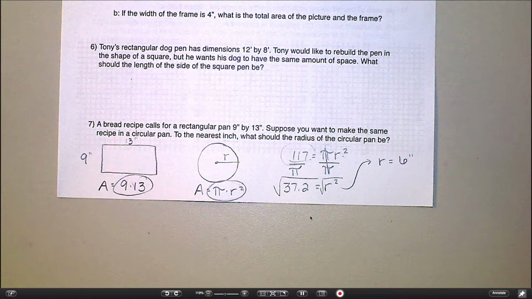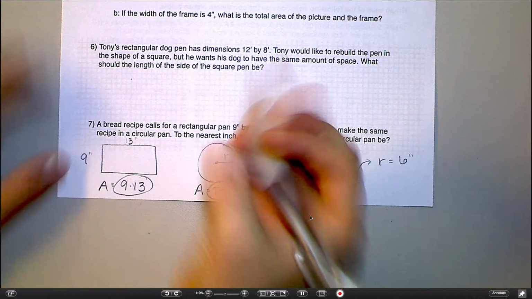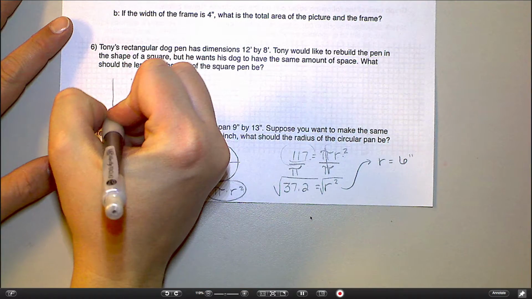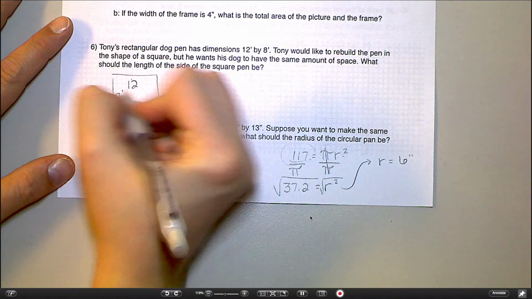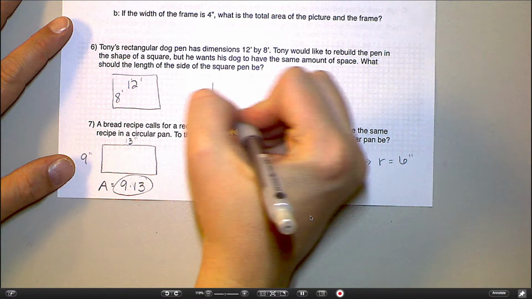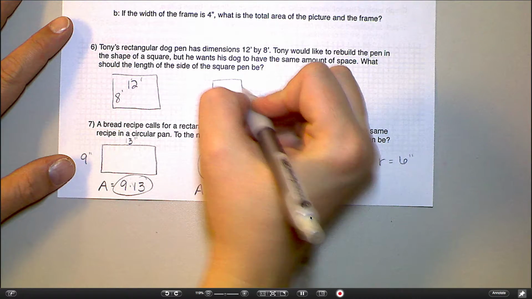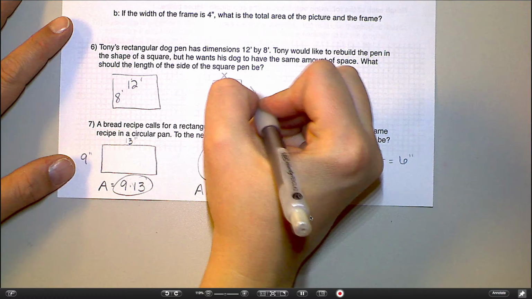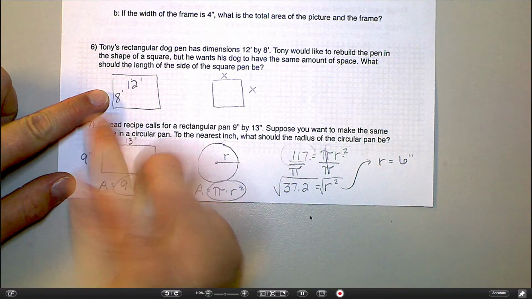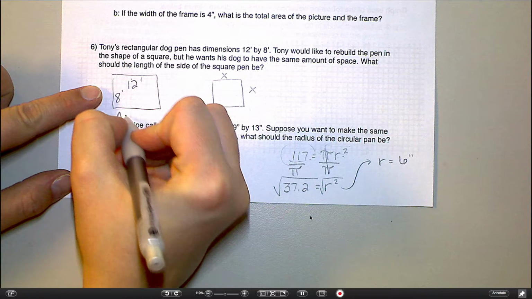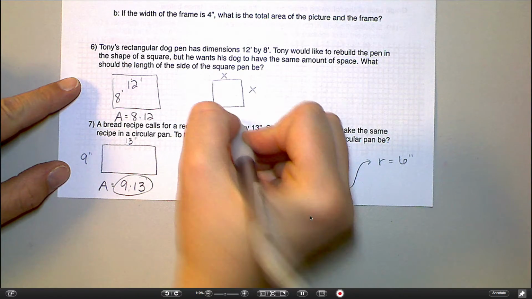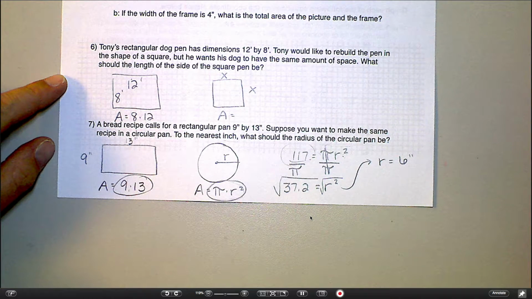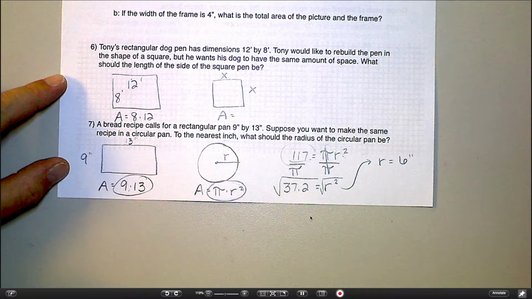Pretty much the same thing, except you're not working with a circle. So in this one, you would have here's your 12 by 8 dog pen. And then you have a square, and we're going to call those side lengths like x and x. So the area here is going to be 96. That's 8 times 12. How would I get area of this square? Michael? Do the 8 times 12 and then square root it.